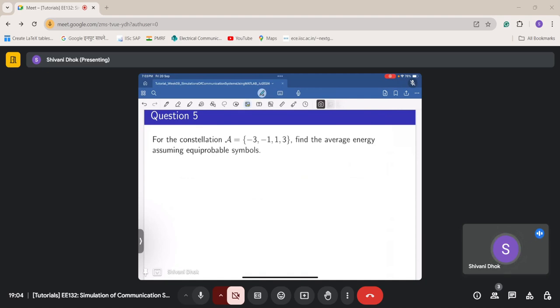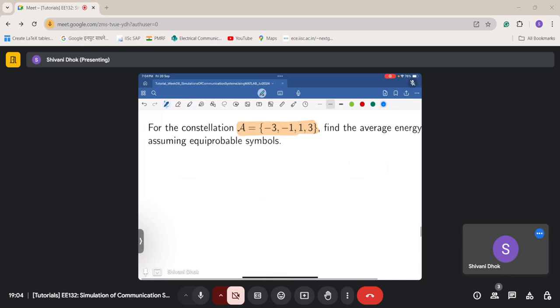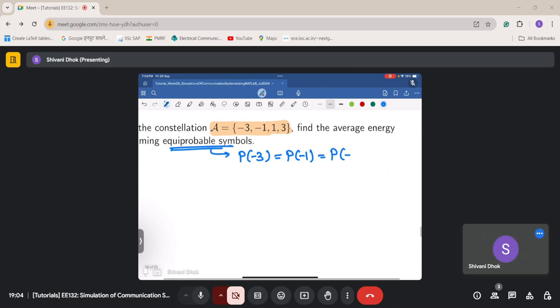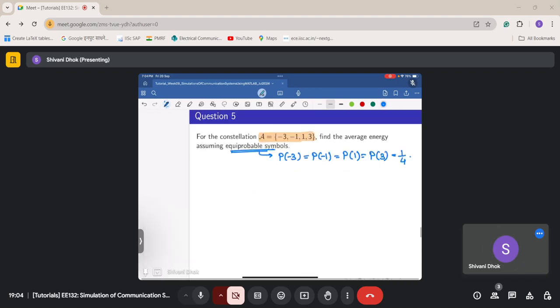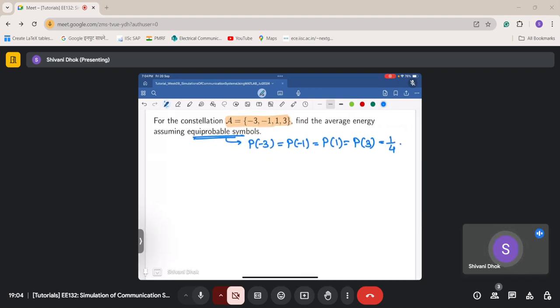So it says that for the constellation A, which is given something like this, the same constellation that we had in the previous one, we need to find the average energy assuming equiprobable symbols. This means that the probability of minus 3 equals the probability of minus 1 equals the probability of 1 equals the probability of 3, which comes out to be 1 by 4. Now it says to find the average energy assuming equiprobable symbols.